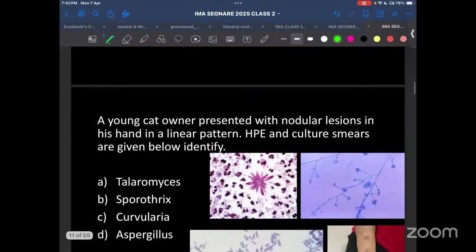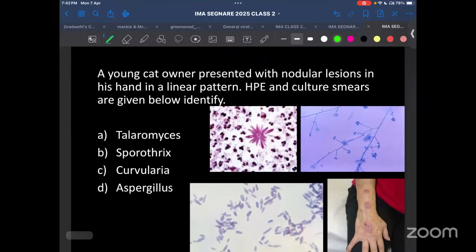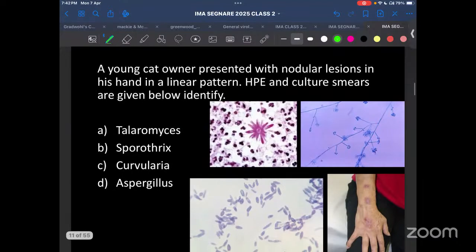Okay, now we move on. Apart from these 4, there are 2 other dimorphic fungi. So we will discuss the 2 other dimorphic fungi. One of them causes subcutaneous mycosis and one of them causes opportunistic mycosis.